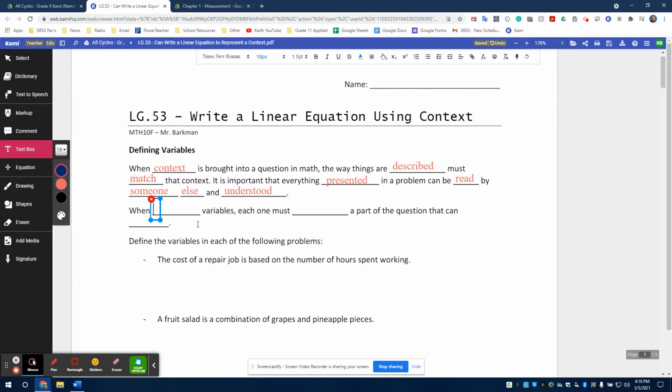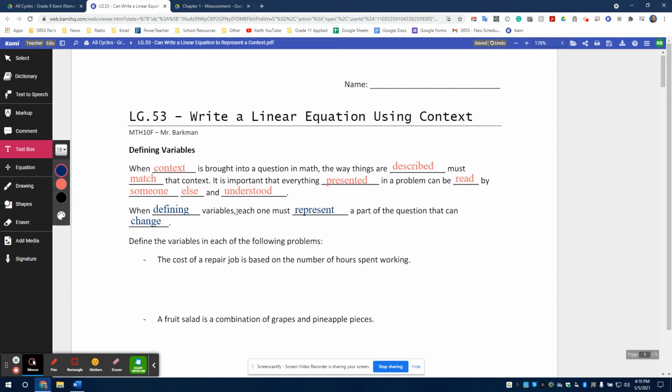Now, the first thing we need to do, again, when we talk about a problem, and we talked about this in Learning Goal 52 as well, is we need to define our variables. When defining the variables, each one must represent a part of the question that can change. It's a variable, and that's what we're going to talk about.